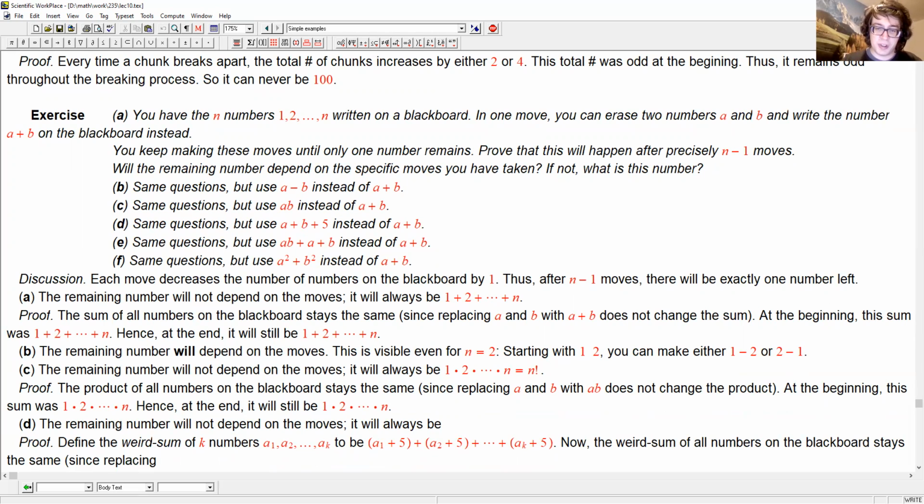Why? So what happens here with the weird sum when I make a move? I replace a plus 5 and b plus 5 by a plus b plus 5, sorry, a plus b plus 5 plus 5. Because I had a and b and I replace them by a plus b plus 5. But in the weird sum, I'm adding 5 to each addend. So in the weird sum, I have a plus 5 and b plus 5. And now I throw them away and I get a plus b plus 5 plus 5. And of course, this is just this plus this. So it does not change the weird sum.